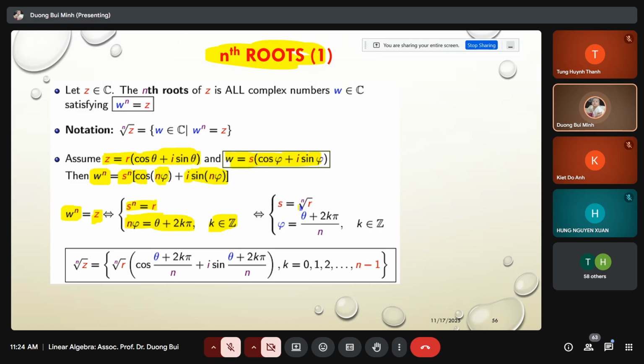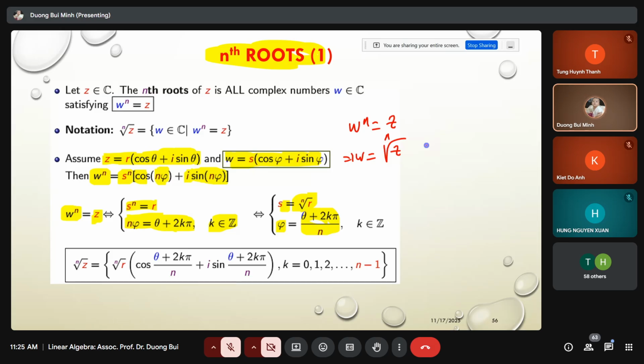Okay, so that means S to the power of n is R, so S is the n-th root of R. And you can calculate phi: n phi is theta plus 2πk, so that means phi is (theta plus 2πk) over n. Now if we have S, that means we have W to the power of n is Z, so W is the n-th root of Z.